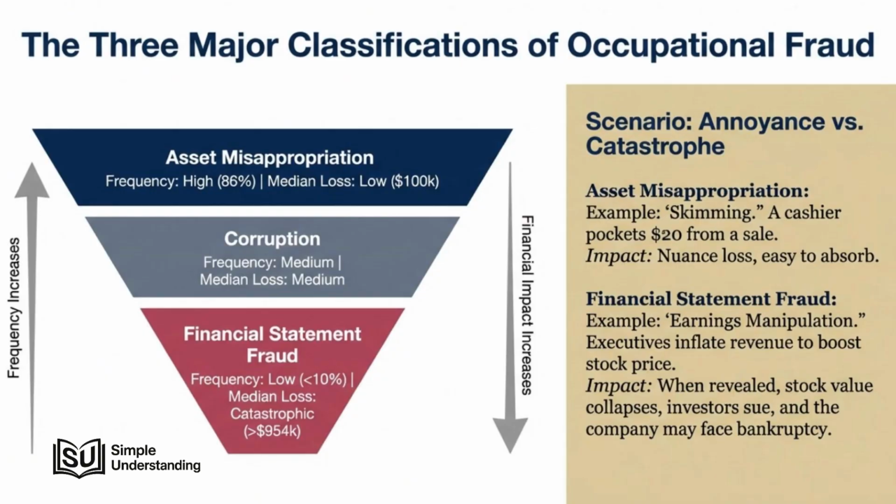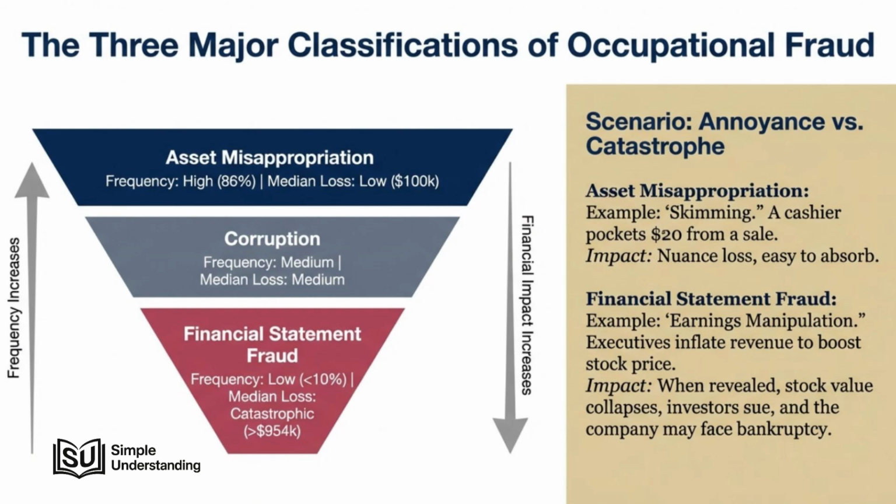The exam expects you to understand how these categories differ in frequency, impact, and detection methods. In practice, asset misappropriation is the most common, but usually involves smaller losses, such as skimming or payroll fraud.